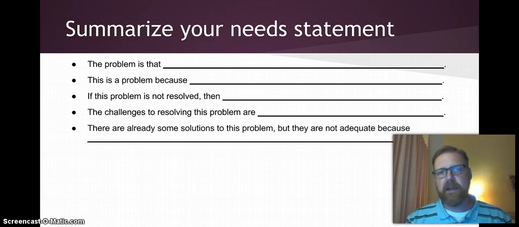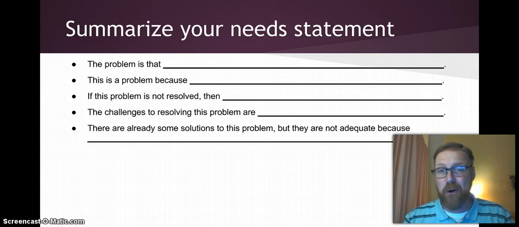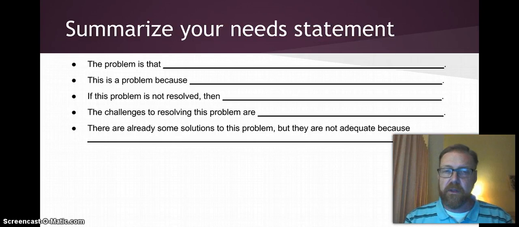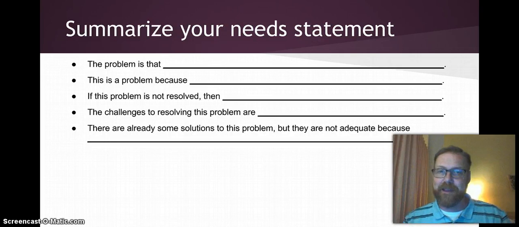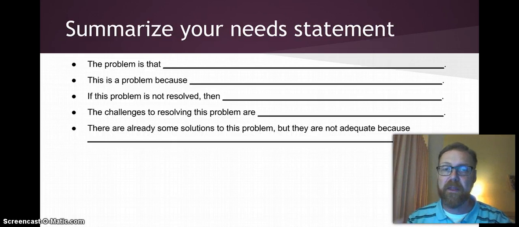It's always important to recognize what is already out there. So we've talked about this in previous days, but I don't think any of you are addressing something that hasn't already been addressed somehow by somebody. So it's very important to understand what has already been done so that you can talk about how you're breaking that cycle, how you're disrupting the expected cycle of things or flow of things. So recognize that there are already some solutions to this problem, but they aren't adequate because why? What are they missing that your innovation provides?